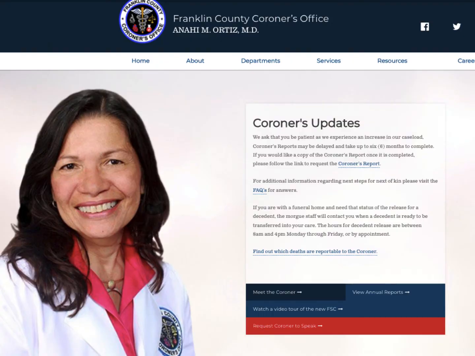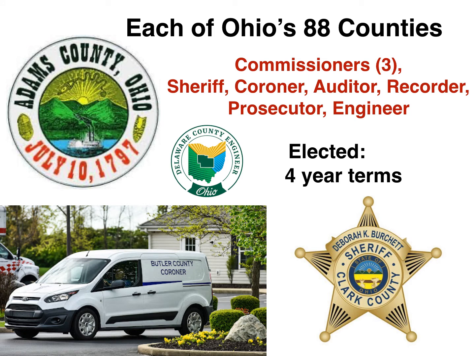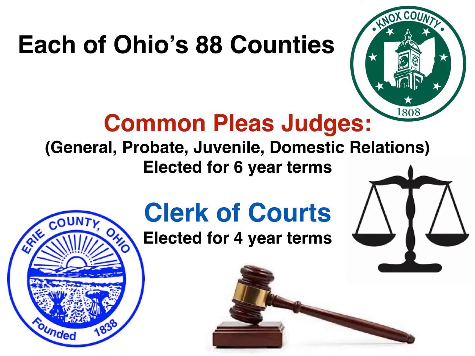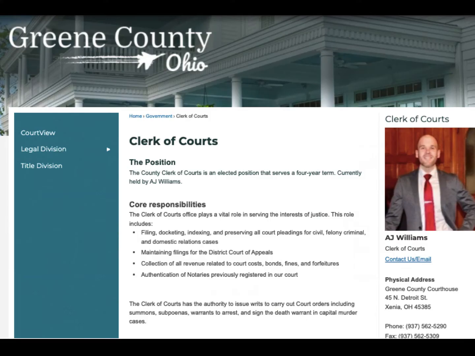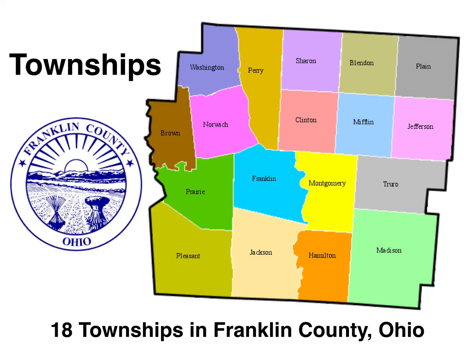So that's a lot of county information: commissioner, sheriff, coroner, auditor, recorder, prosecutor, engineer. And then you also have common pleas judges and the clerk of courts, which handles the organization of the courts, that helps the judges do their job and to ensure justice for that county. But within a county, we also have smaller units of government called townships. So again, it's even more local.